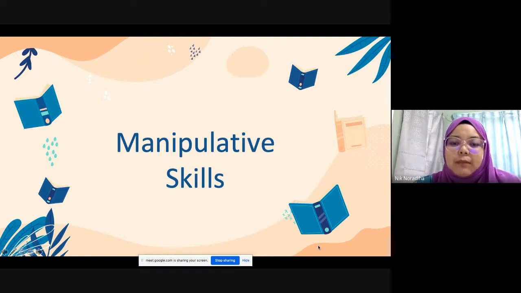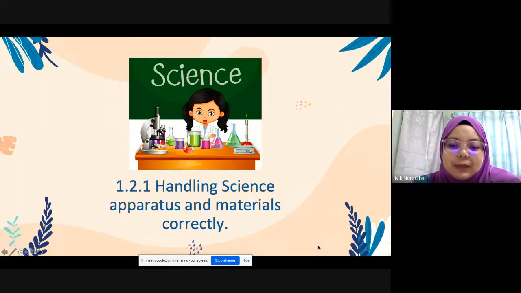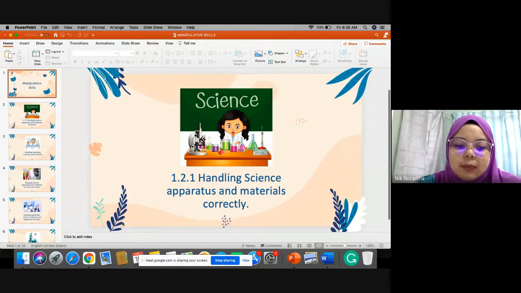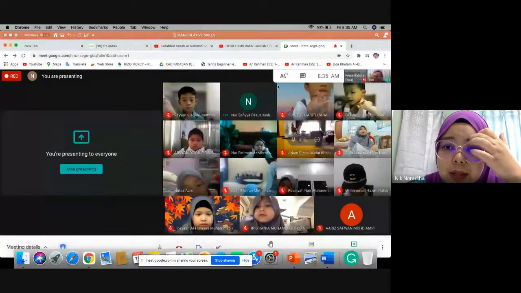Okay, let's recap. What are the skills that you need to have in order to do a good experiment? So the first one, you need to know how to handle science apparatus and materials correctly. Yesterday, teacher already mentioned science apparatus and materials. What is science apparatus? Since it's our last day learning about this topic, teacher wants to ask Zikri.